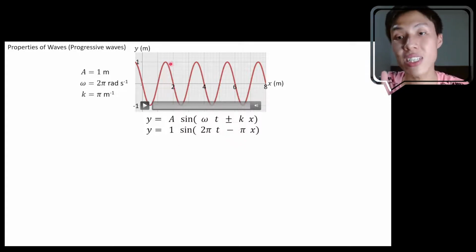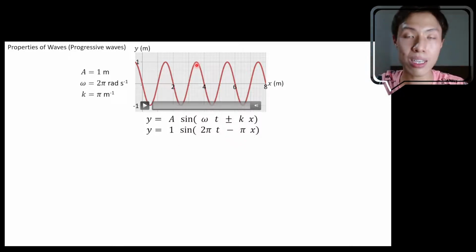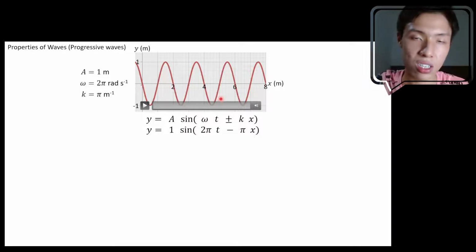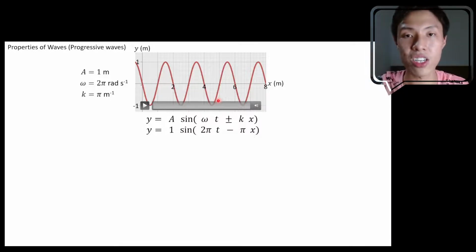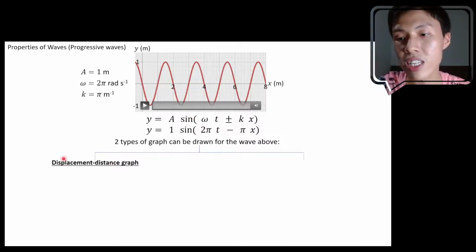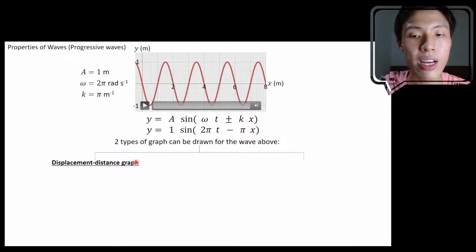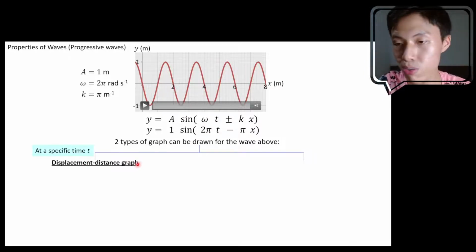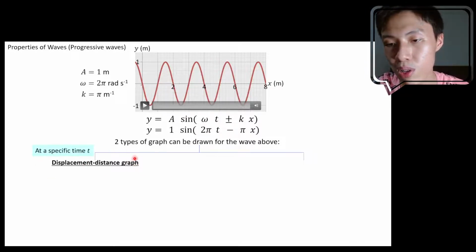We know that this is an animation. You can't animate something on a piece of paper. You're sketching one graph. You are not sketching an animating graph, so you can only sketch the graph with some limitation. So there are two types of graph that we can sketch. One of them is called the displacement distance graph, which is the displacement y, distance x graph, so the yx graph. The second one, let's go to the second one later. Let's focus on the first one over here.